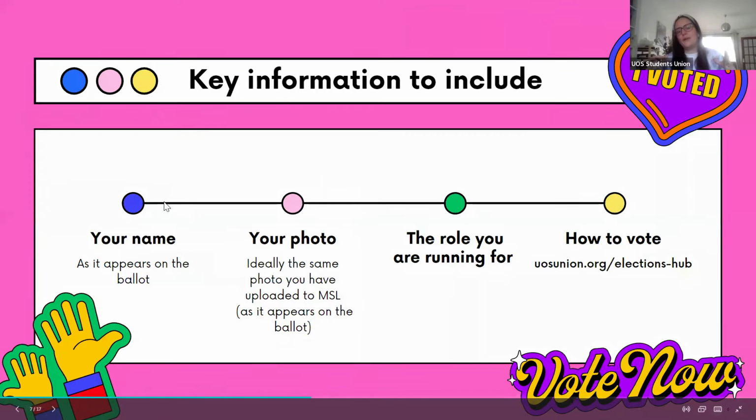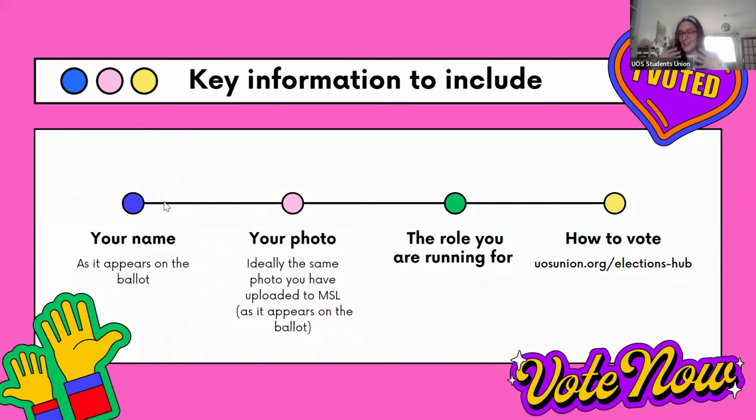Sometimes when people get really creative and start thinking about these really funny things, they have all of these ideas, they forget to include some key information, which is actually very important to achieve the objectives that we started with. And they are to include your name, your photo, the role you're running for, and how to vote. So your name, it's a must. It has to appear on everything, regardless of what it is. You have to have your name there so that students know who you are.